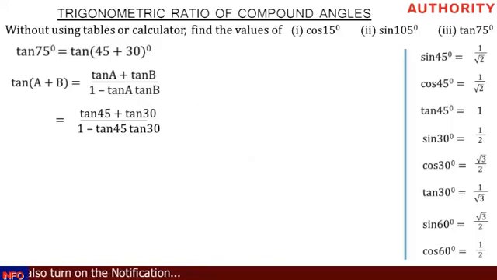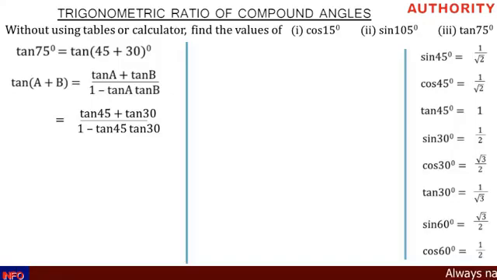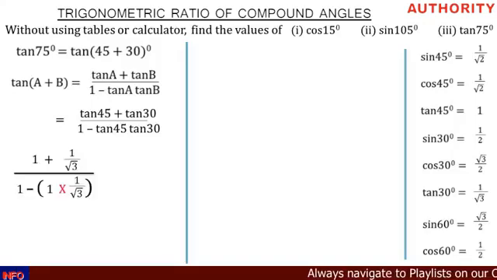So which is equal to tan 45 degrees plus tan 30 degrees all over 1 minus tan 45 tan 30. You get it? Yes. Now, what is the value for tan 45 degrees? The value is equal to 1. Then we say plus tan 30. Tan 30 is 1 all over root 3. You get it? All over.